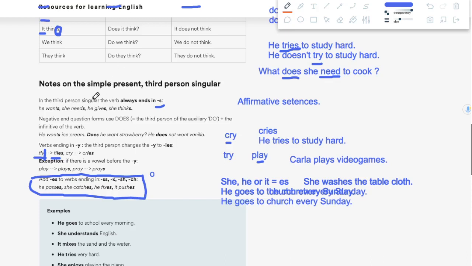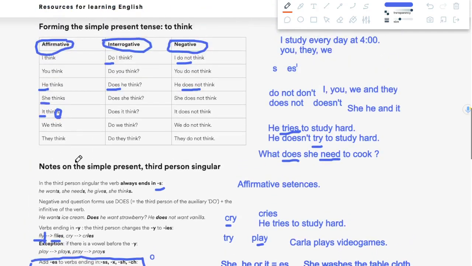This is applicable only in affirmative. These rules are only for this part of the table. We don't use any S or ES when we are making negatives. We only use doesn't when we use he, she, or it, and we use don't with I, you, we, and they. I hope this short video clarifies your doubts in regards to the simple present.